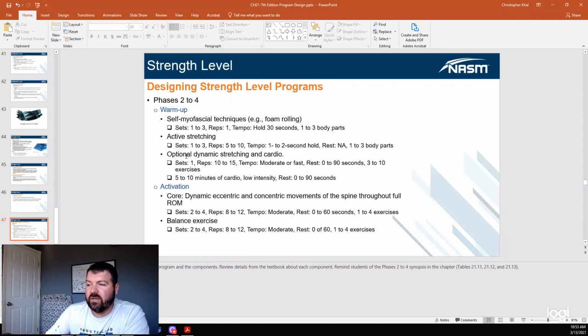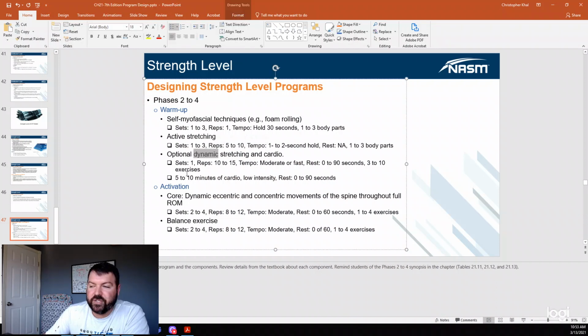And then your optional dynamic stretch and cardio. I would really emphasize the more dynamic stretch for everything, really. Activation goes in. Okay, your core: dynamic, eccentric, and concentric movements of the spine through a full range of motion. 2 to 4 sets, 8 to 10 reps, moderate tempo, a minute rest, 1 to 4 exercises.